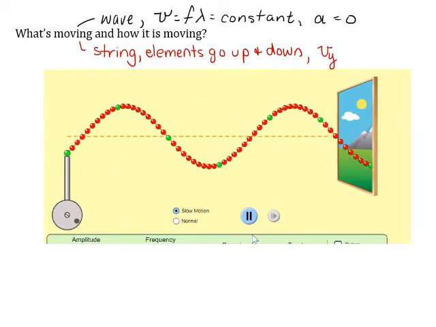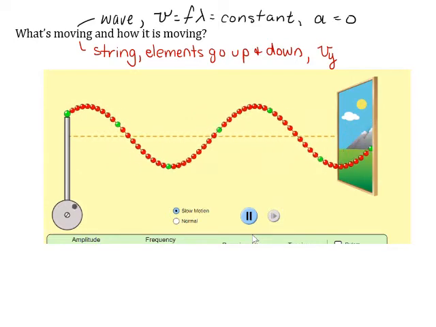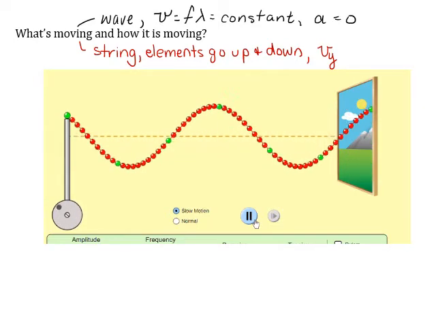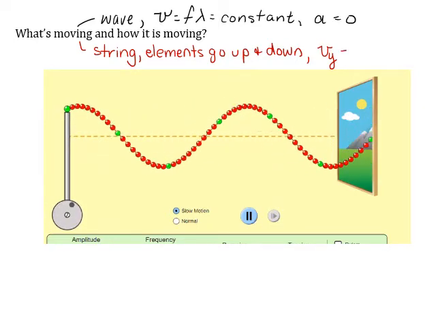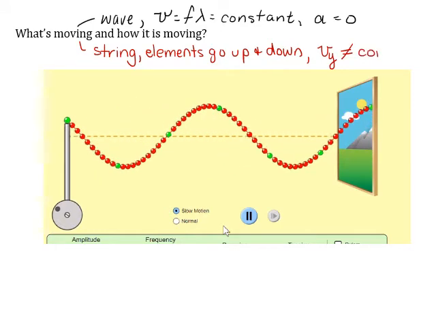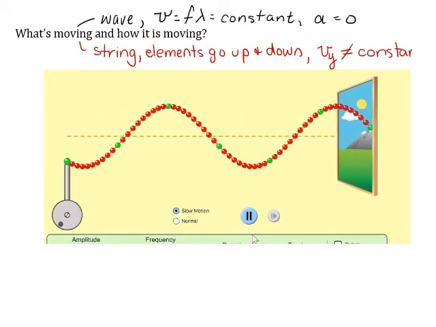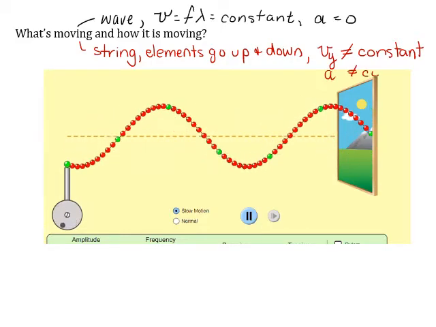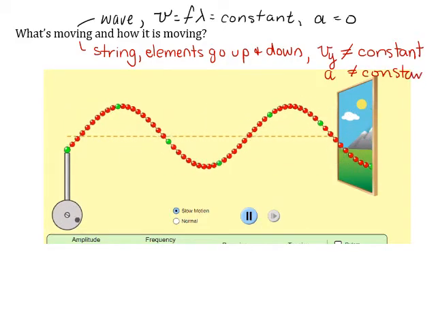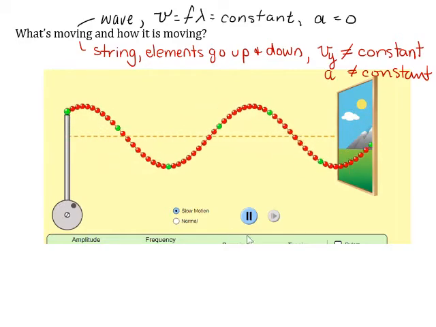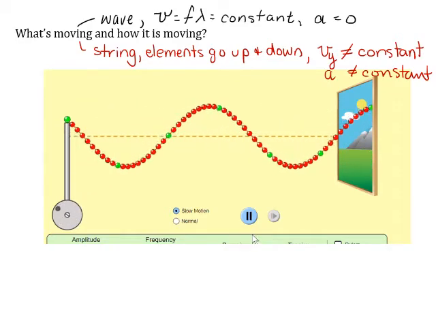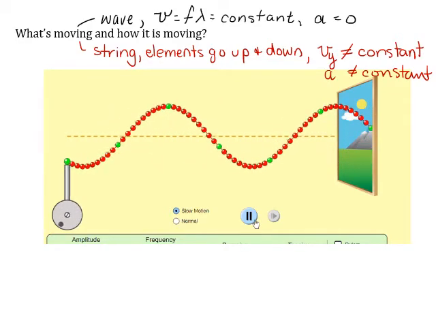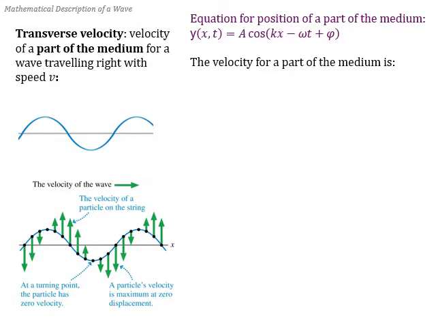So to distinguish between the wave speed, I'm going to call the velocity of the element of the string Vy. That's called the transverse velocity. That's not constant. If the velocity is not constant, then the acceleration is not constant. All right, our next little bit now will be to look at that velocity and acceleration. Let's now set about finding that transverse velocity.